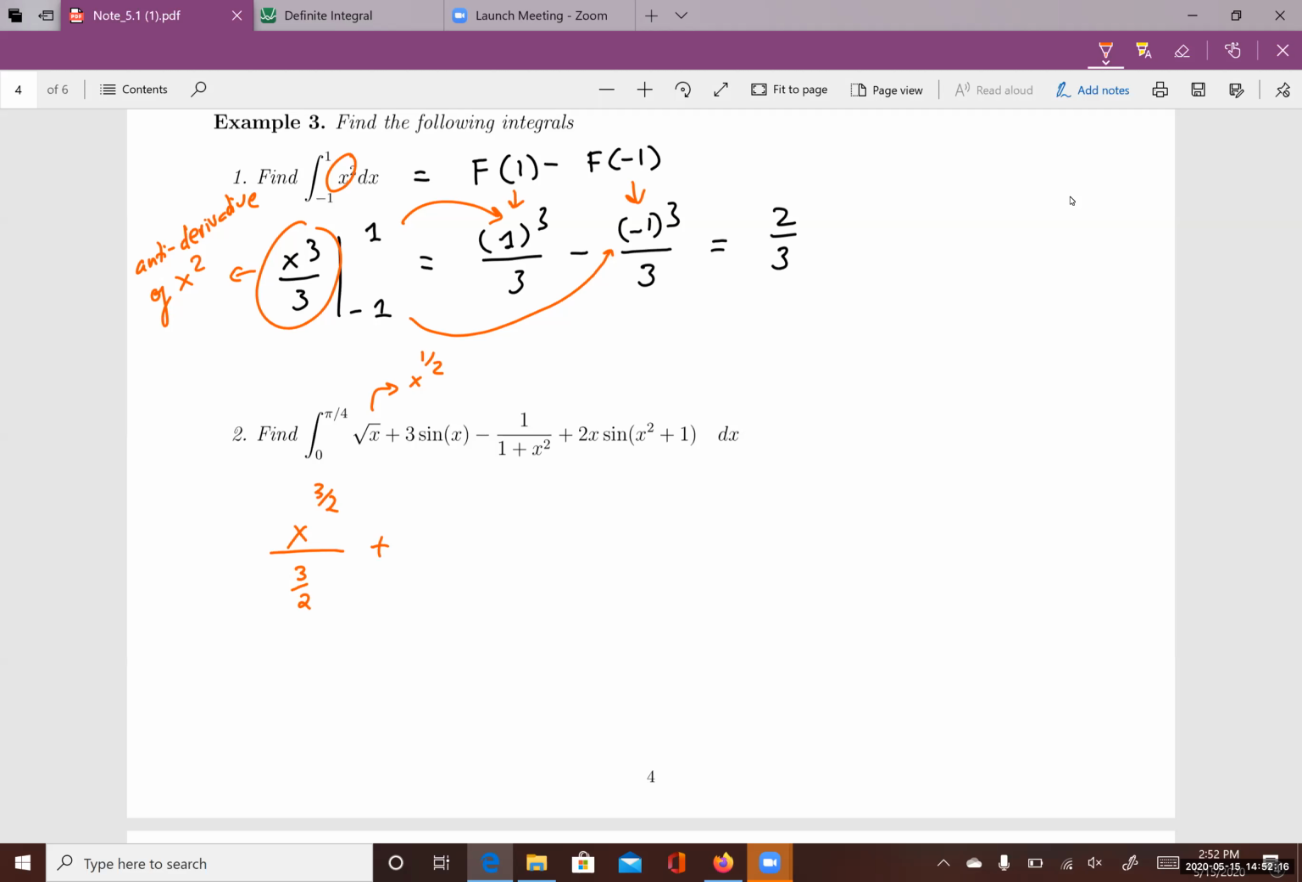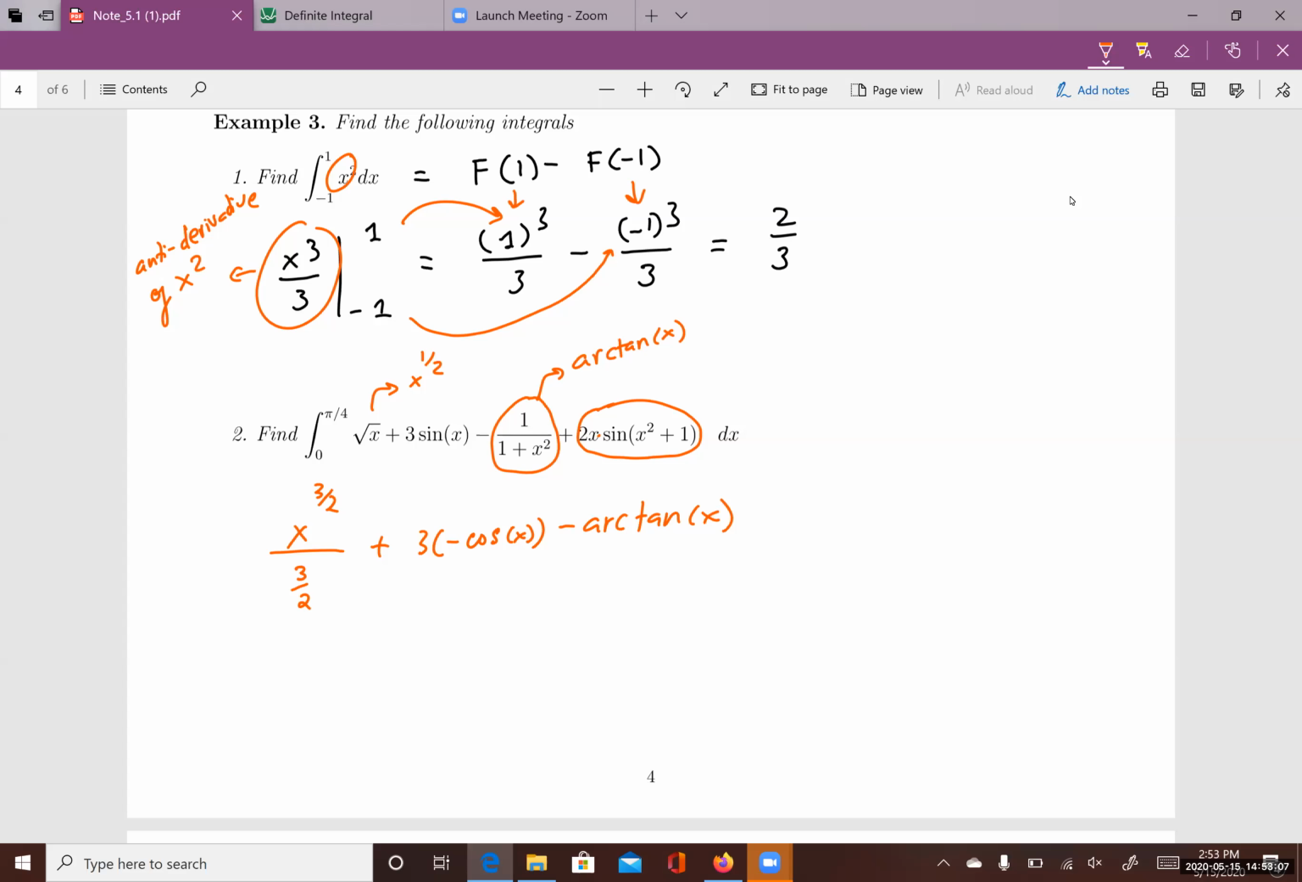Plus 3, the antiderivative of sine should be negative cosine, because the derivative of cosine is negative sine. Then the negative of the antiderivative of negative cosine should be sine. And then this one here looks familiar, it is the derivative of arctangent. Remember, the derivative of arctangent is 1 over 1 plus x squared. So that means the antiderivative of 1 over 1 plus x squared is the function arctangent of x.